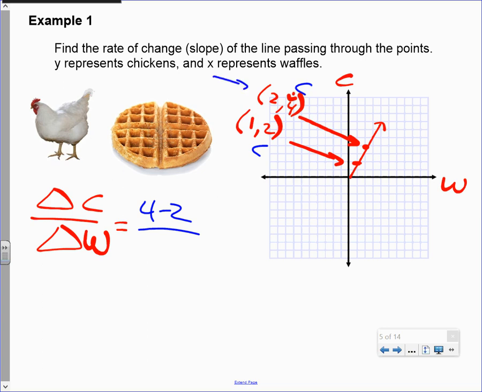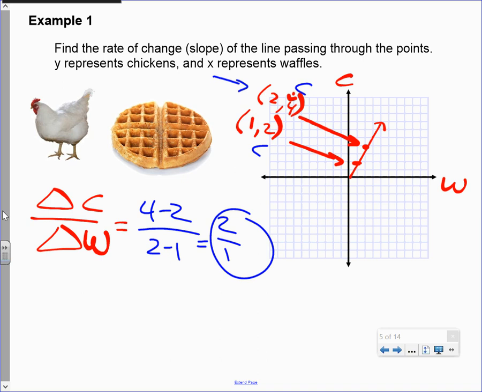Now remember, I used this ordered pair first, so I have to use this ordered pair first when I do the delta waffles. 2 minus 1. 4 minus 2 is 2 over 1. So 2 what? What does that mean, though? Now that's 2 what? Close. You're on the right track. So what does 2 mean? 2 over 1. Someone help me.